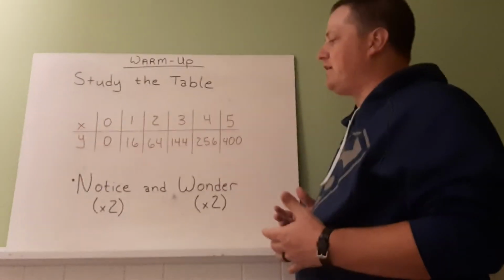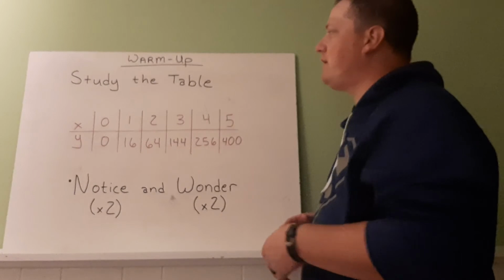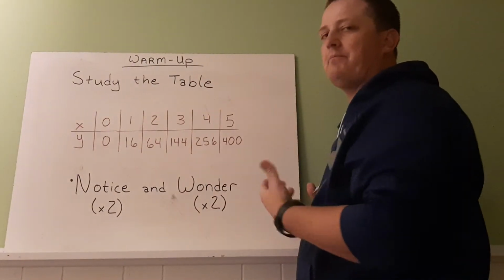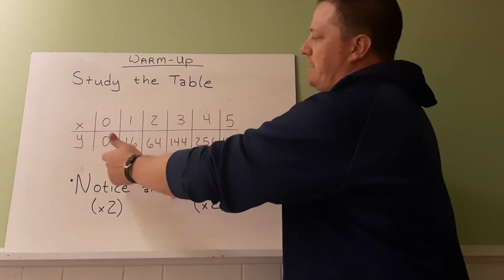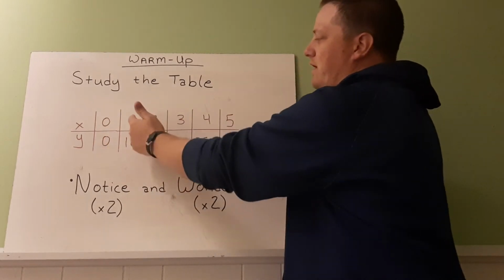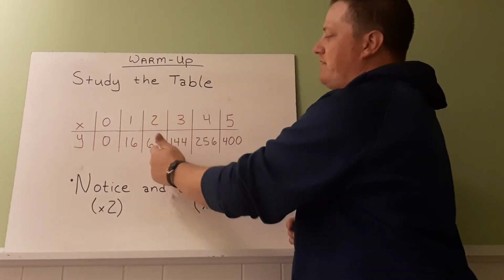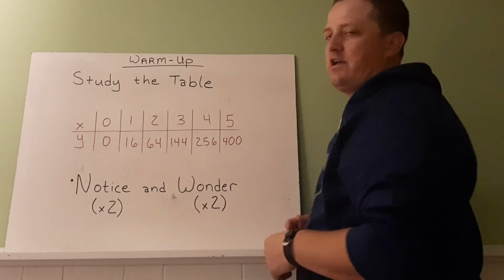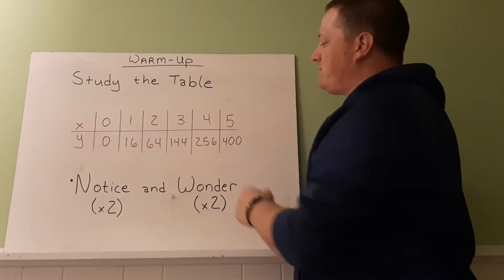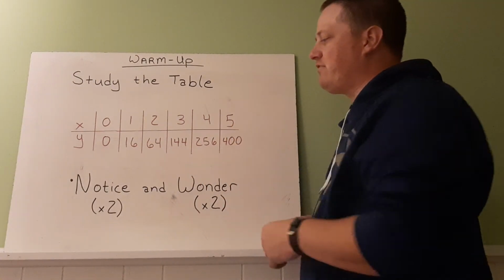So to get us started, we have a notice and wonder. I want you to study the table, maybe jot it down. The table looks like this. 0 gives us 0, 1 gives us 16, 2 gives us 64, 3 gives us 144, 4 gives us 256, and 5 gives us 400.